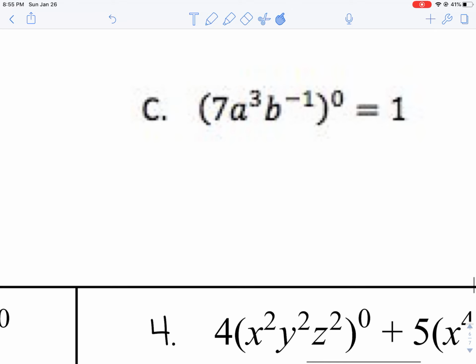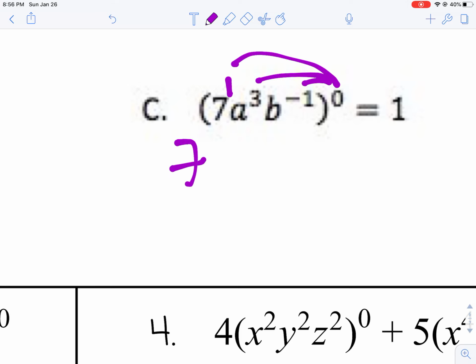Now, if you look at C, notice that this is power to a power. So I told y'all earlier, anytime you have power to a power, you deal with that first. So you're multiplying the exponents. However, if you look at this, when I do 1 times 0, that gives me 7 to the 0. 3 times 0 gives me a to the 0. And negative 1 times 0 gives me b to the 0.